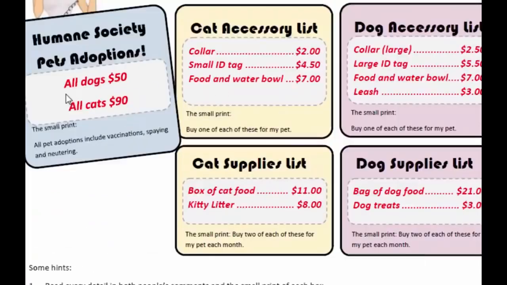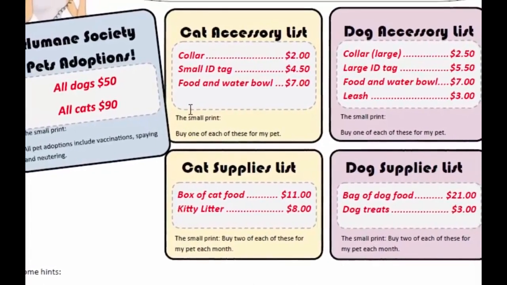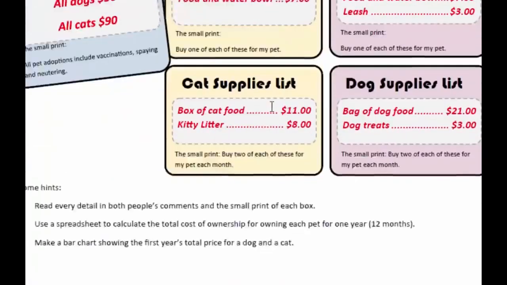Pets and options. Dogs are $50, cats are $90. All expenses include all of the vaccinations, spaying, and neutering. However, there are more expenses than just buying the cat or the dog. First of all, this is a list of what we consider necessary accessories. The cat has 3 items, the dog has 4. So you have to buy this one time. The second box shows the ongoing expenses.